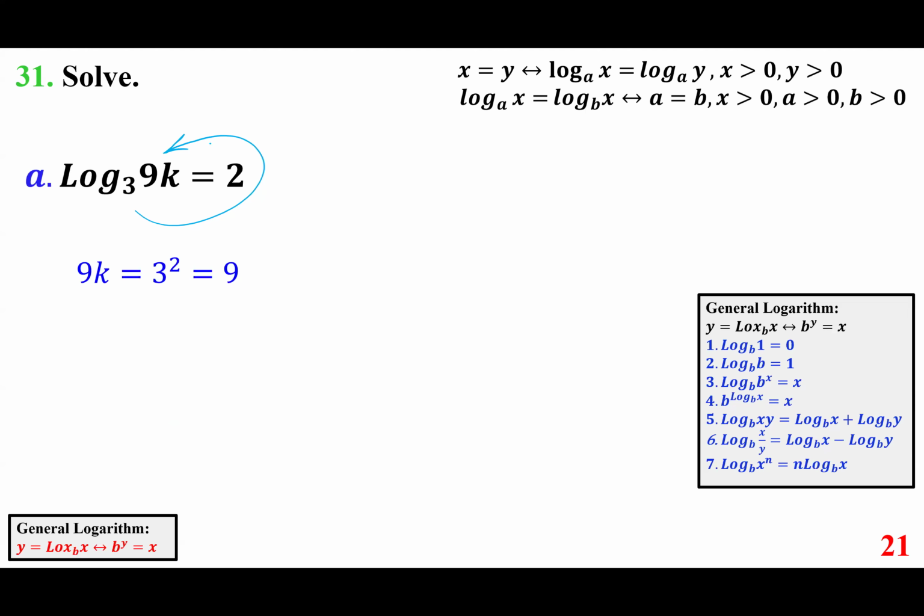9k is 3 squared. Which is 9, and k becomes 1. But in this case, whenever you have a bunch of logs and numbers, you bring all the logs to the same side, all the numbers to the same side. You don't have to move anything, because all the logs are on the same side.